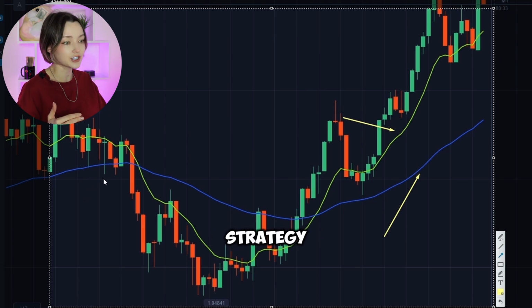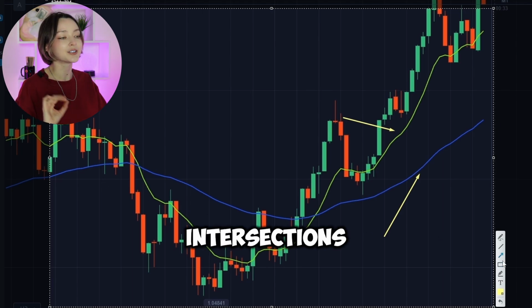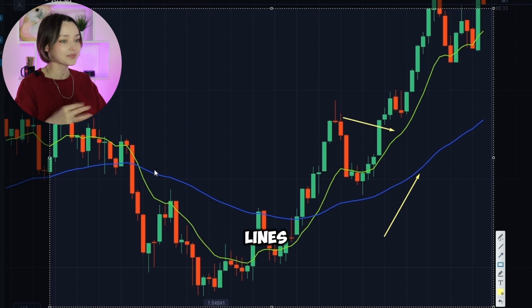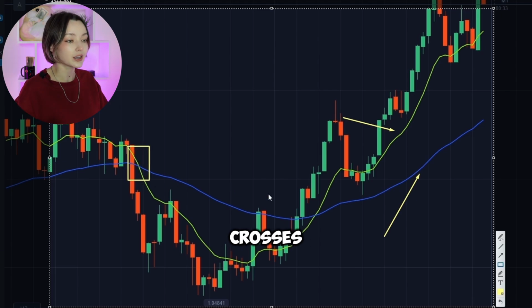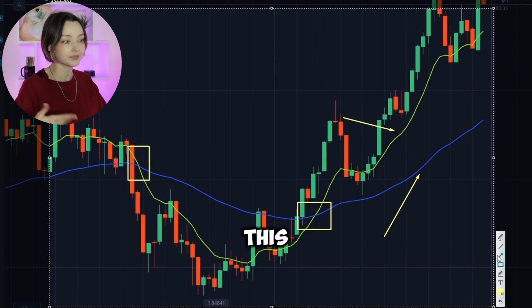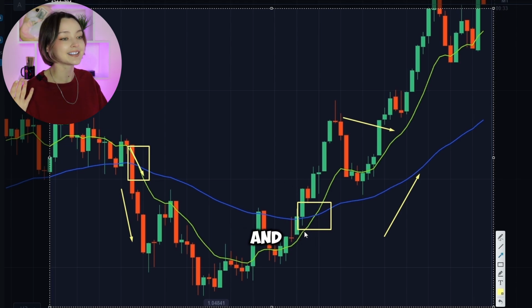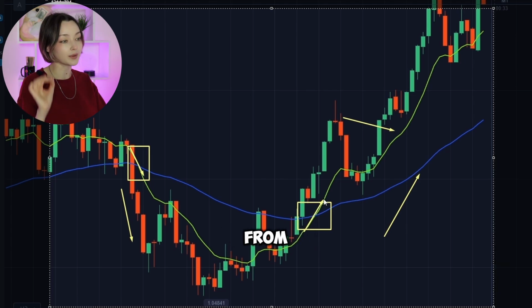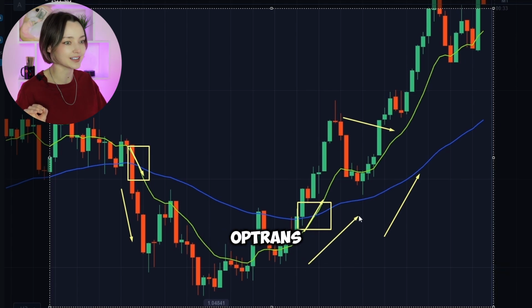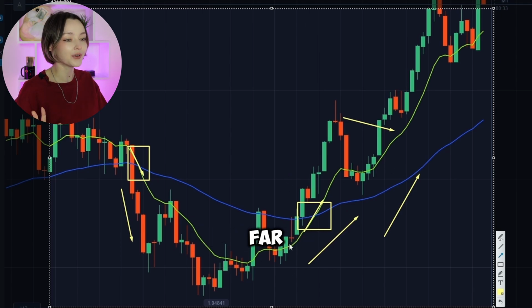When trading with our strategy, the main factor will be the intersections between these lines. Basically, if the green line crosses the blue line from top to bottom, this is a good down signal. This signal indicates that the trend has changed from an uptrend into a downtrend. If we see another type of intersection where the green line crosses the blue line from bottom to top, this is an up signal and it indicates that the trend has changed from a downtrend to an uptrend. I hope everything's clear so far.